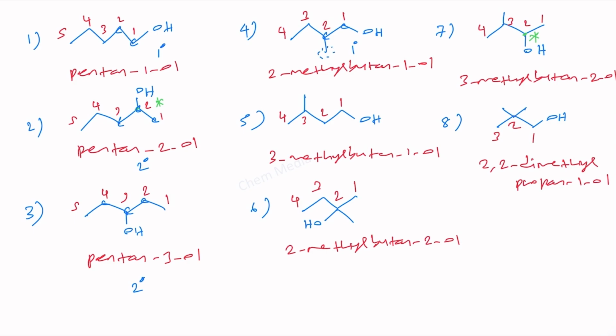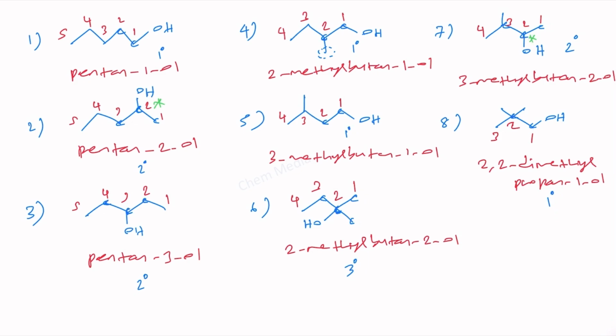And then 3-methyl butane 1-ol, this is also a primary alcohol. And then 2-methyl butane 2-ol, this is a tertiary alcohol because this carbon bearing the OH is directly connected with the three other carbon atoms. Therefore, this is a tertiary alcohol. For number 7, this is a secondary alcohol because the carbon bearing the OH is directly connected to two other carbons. And then for isomer 8, this is also a primary alcohol because the carbon bearing the OH is directly connected to only one carbon.